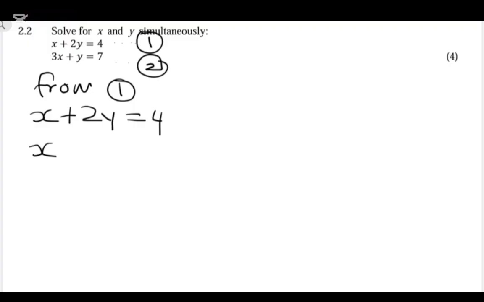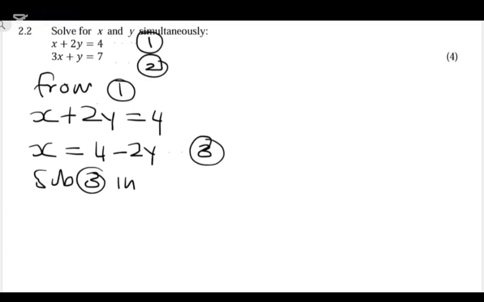So I can simply say x is equal to 4, and take this one to the other side, it's going to be minus 2y. I can call this one equation 3. My next step is to sub equation 3 into the equation that I have not yet used. If you pay close attention, to create equation 3 we used equation 1, so the one not yet used is equation 2.